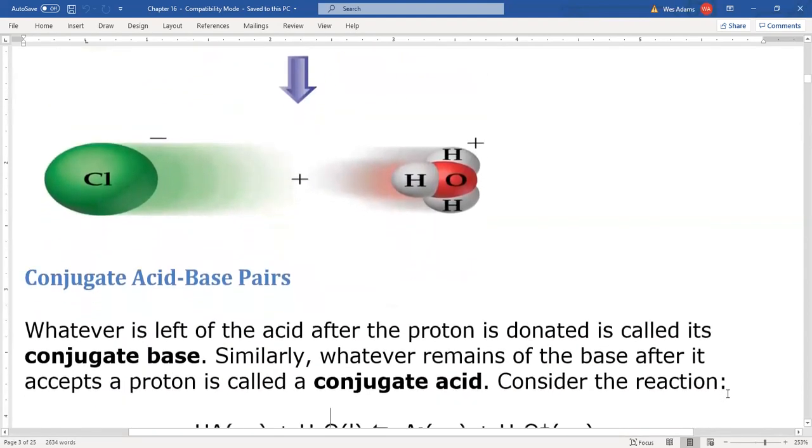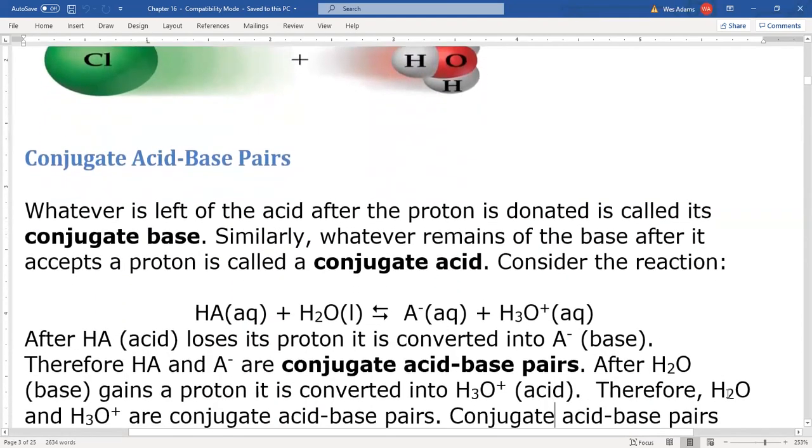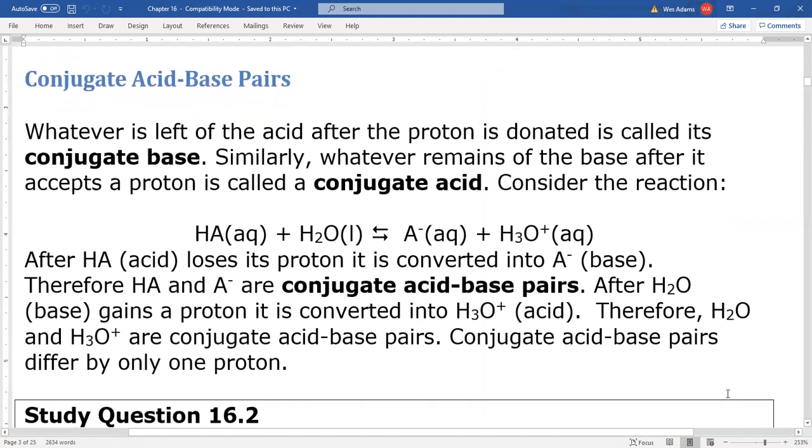We can look at conjugate acid, conjugate base pairs. Whatever's left of the acid after it donates the proton is called the conjugate base. In the case of our HCl, it was the chloride ion. Similarly, whatever remains after the base accepts the proton is called the conjugate acid.